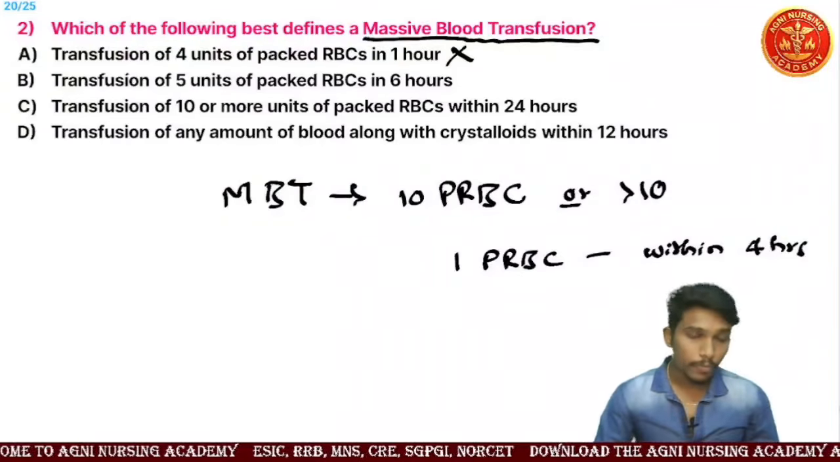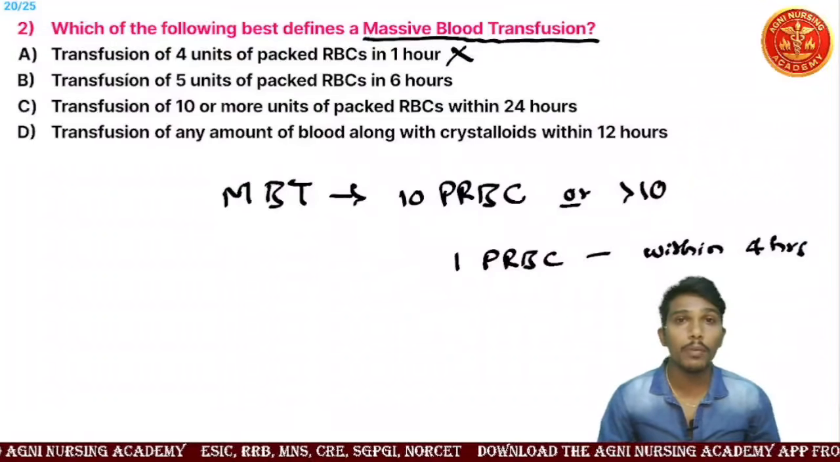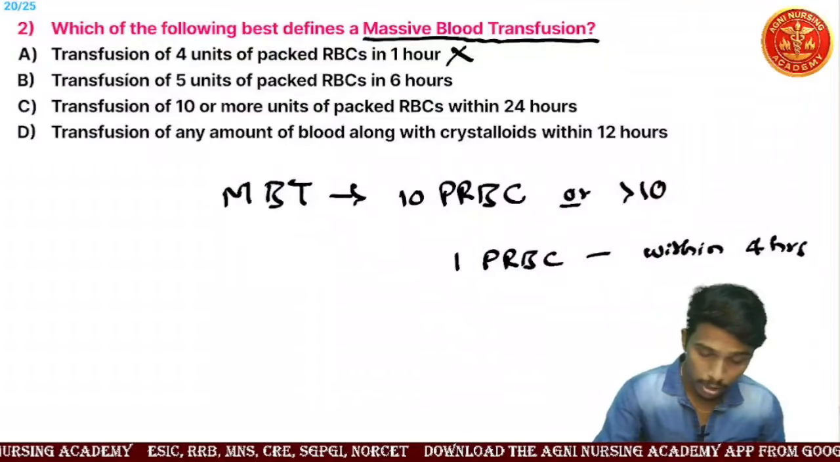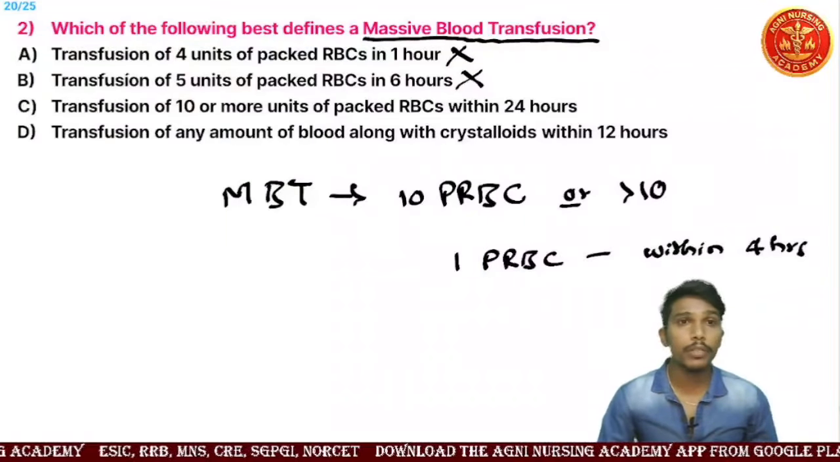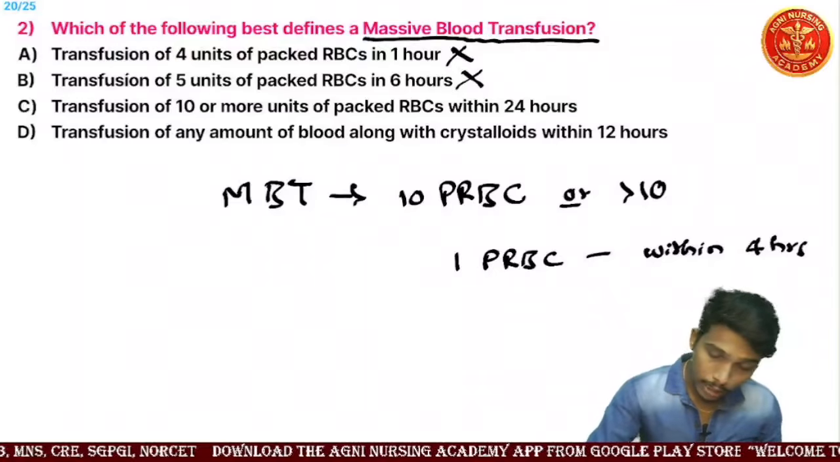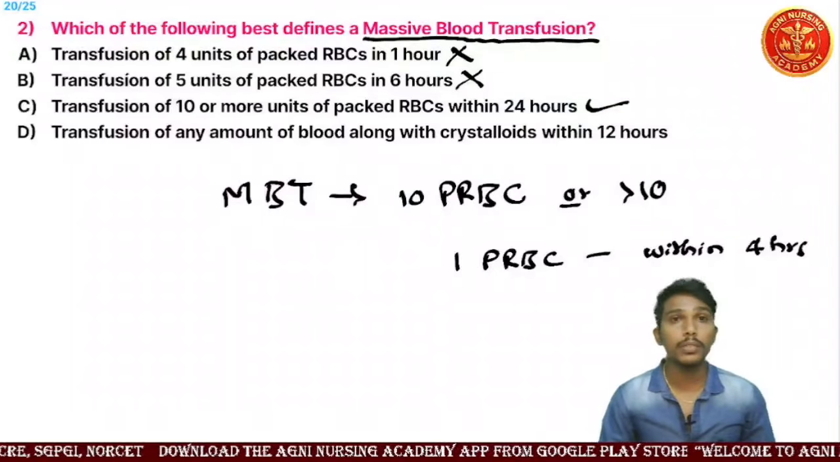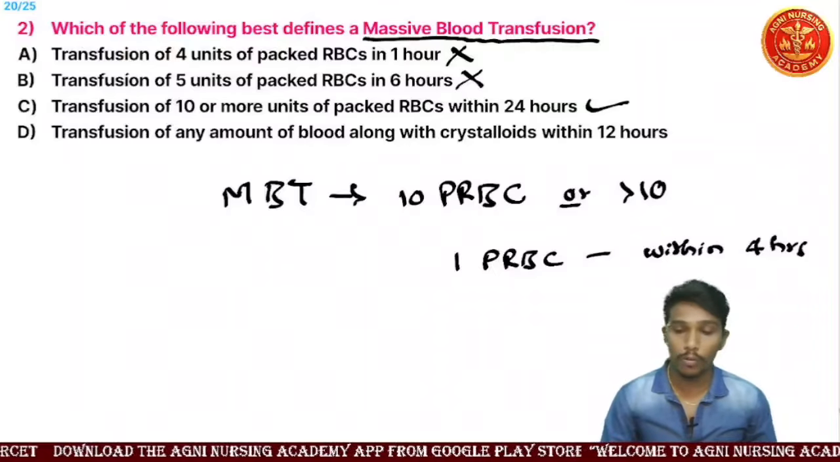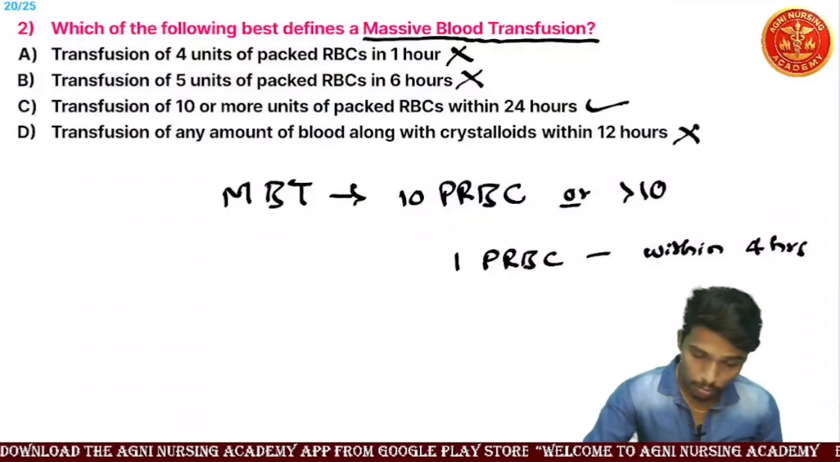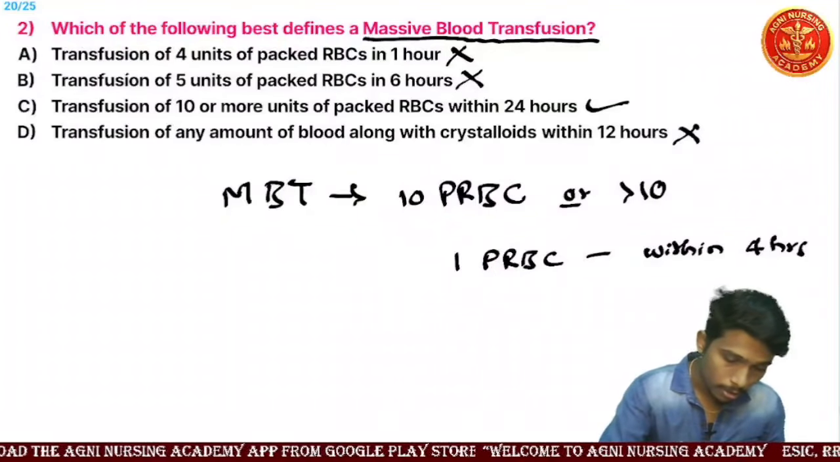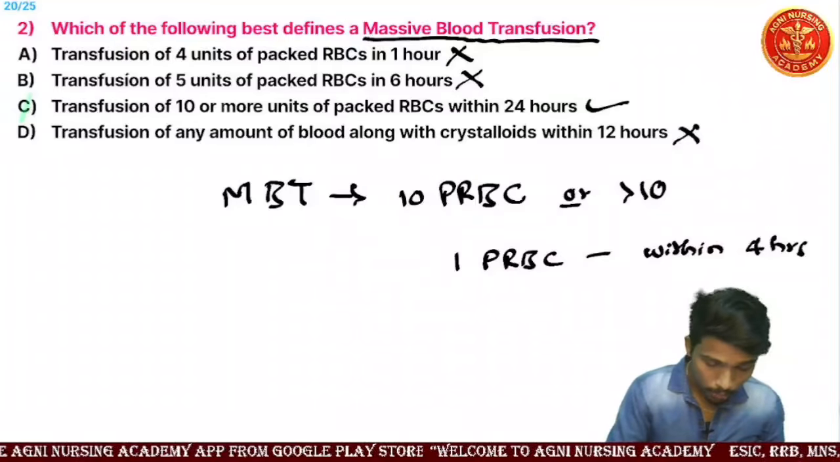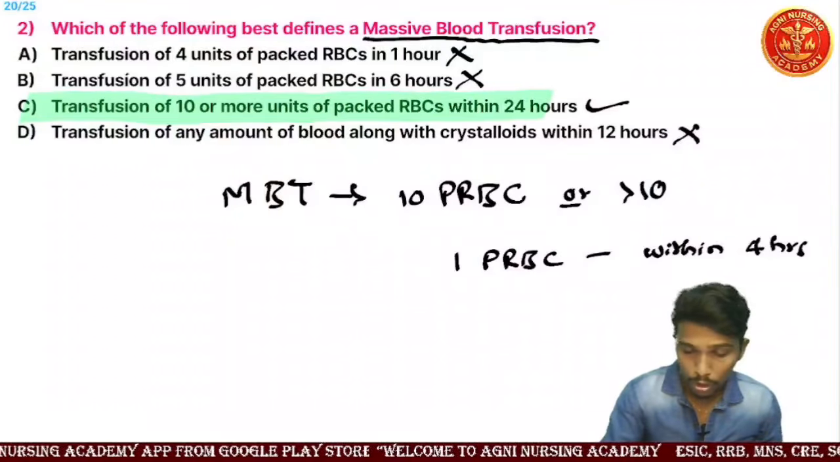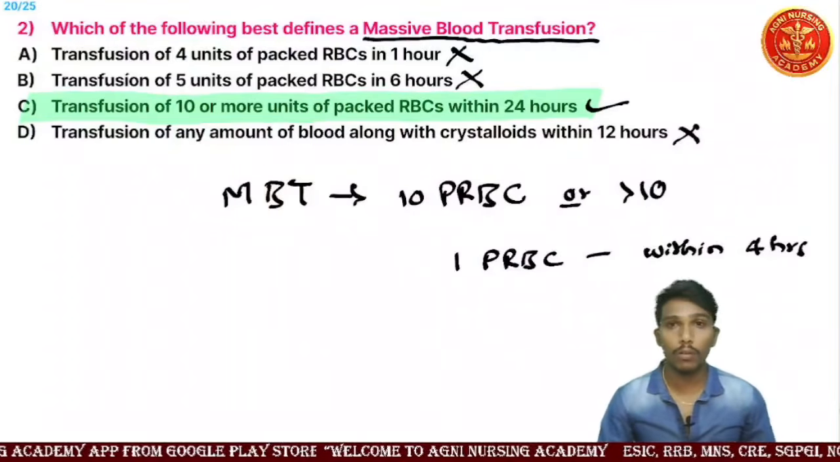Option A is wrong. Then transfusion of 5 units of PRBC in 6 hours, this is also the wrong answer. And coming to C, transfusion of 10 or more units of PRBC within 24 hours. Okay, this is the correct answer. And option D is transfusion of any amount of blood within 12 hours. This is a wrong answer. Okay, the correct answer to this question is C, transfusion of 10 or more units of PRBC within 24 hours.